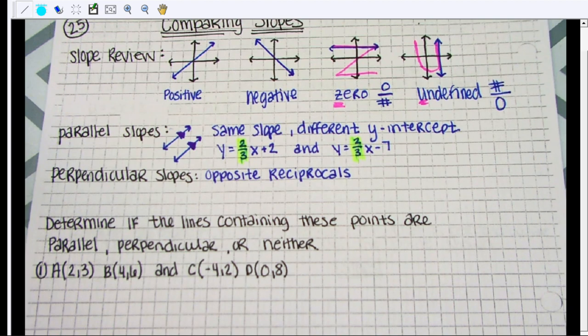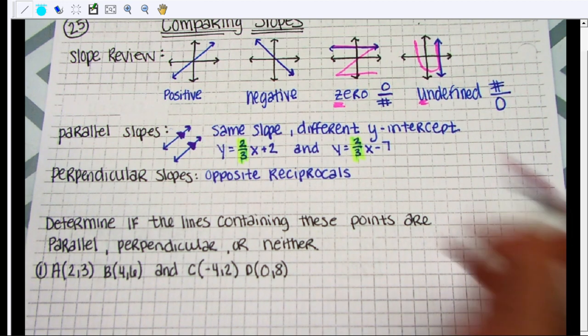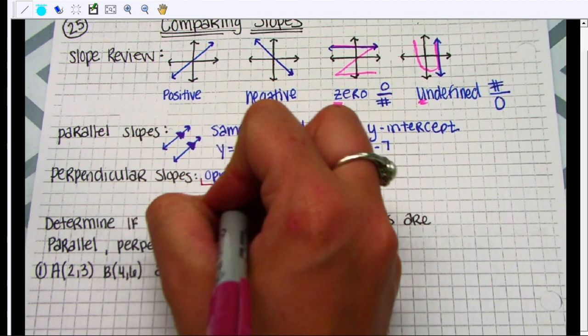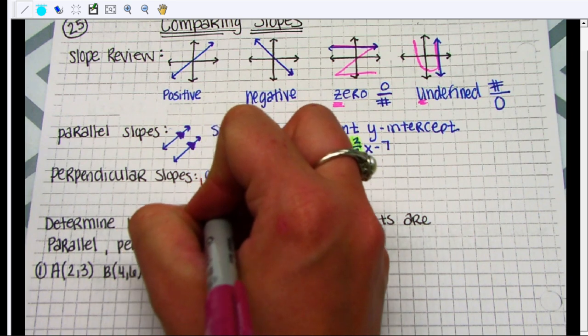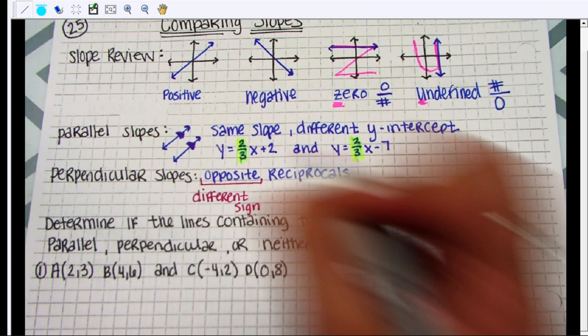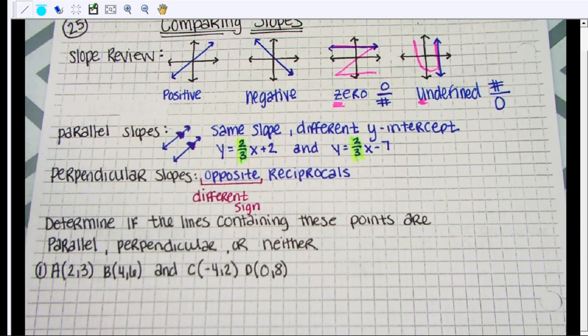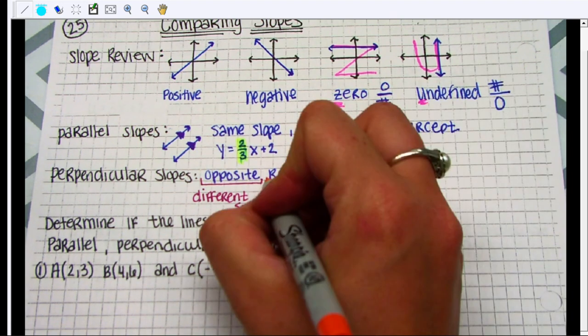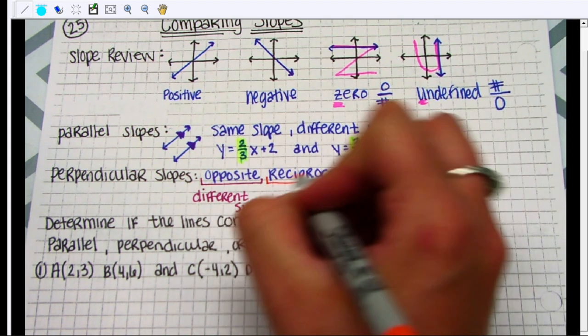Now, that's just fancy math terminology. We can break that down into simpler terms. So the term opposite just means different sign. One is positive, one is negative. So the term opposite means different sign. One is going to be a positive slope, one is going to be a negative slope. The term reciprocal means that it is a flipped fraction.